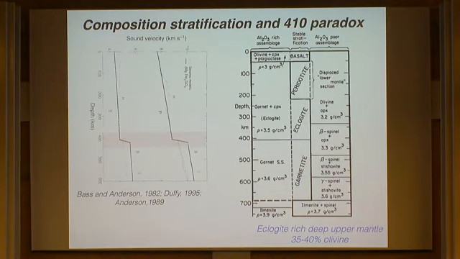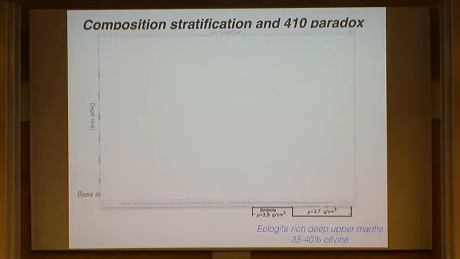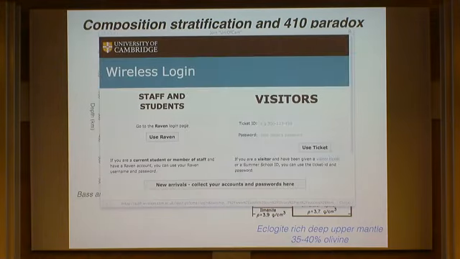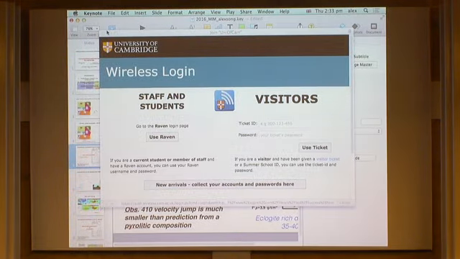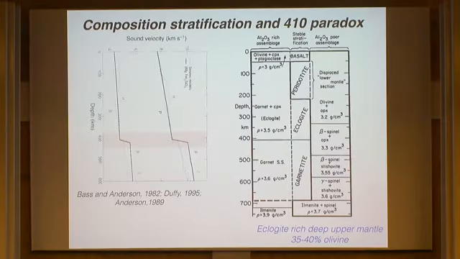But I guess the story is not so simple. As pointed out by Bass and Anderson many years ago, when you compare seismic observations with mineral physics predictions, the velocity jump is usually too small. What you see here is that the solid line shows the prediction according to the olivine phase, but the dashed line shows the observation, for Vs as well as Vp. It's clear that the observed jump is much smaller.